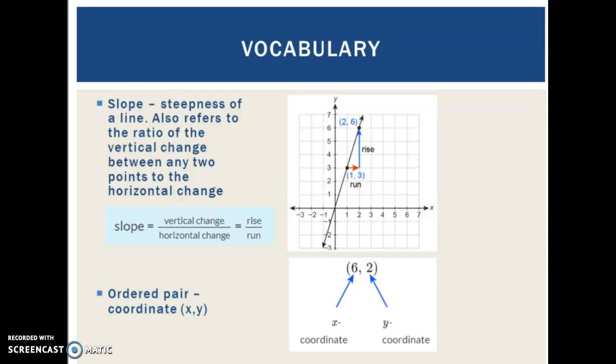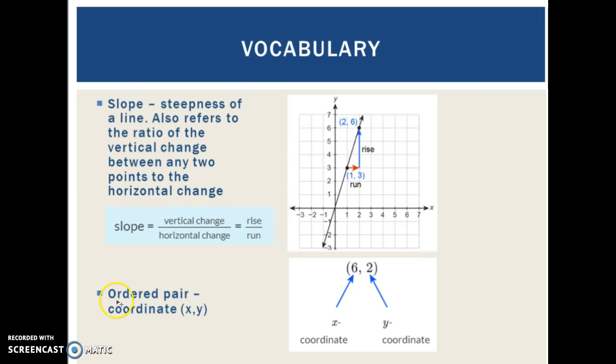In this lesson, we're going to learn about slope. Slope refers to the steepness of a line, and it looks at the ratio of the vertical change between any 2 points compared to the horizontal change. A lot of times you'll hear slope referred to as the rise over the run.